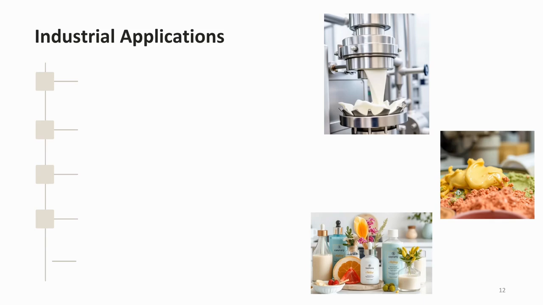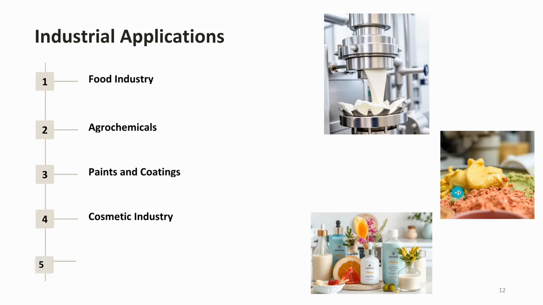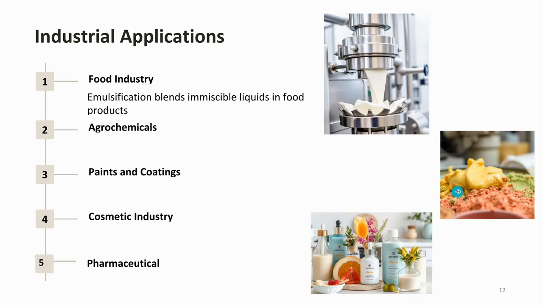So, having said the method of preparation and factors affecting the emulsification, now let us see what the applications of emulsification in industries are. We have wide application in the food industry, agrochemical industry, paints and coating industry, cosmetic industry, and pharmaceutical industry.